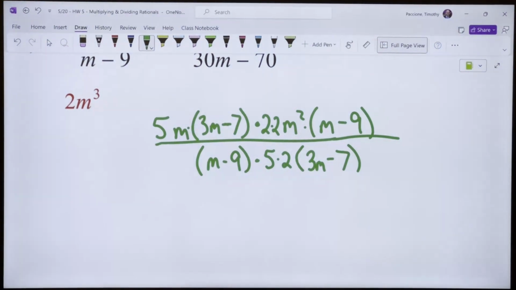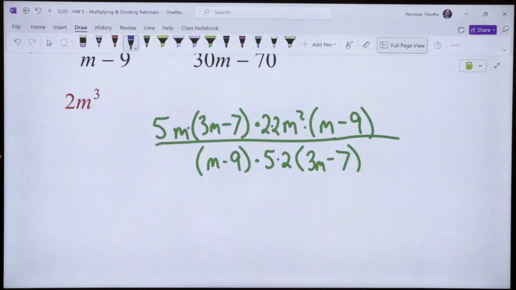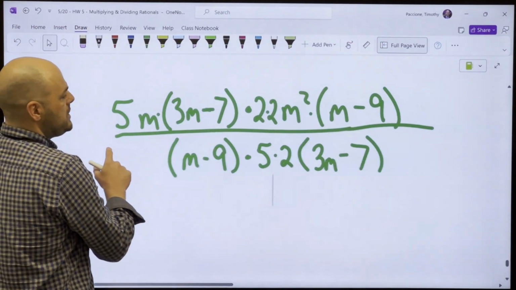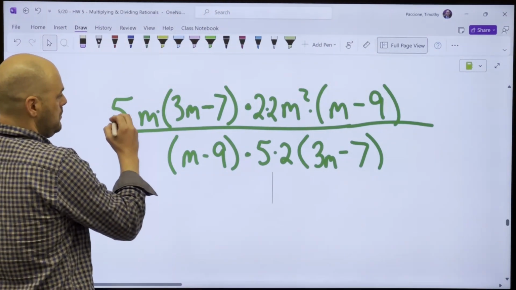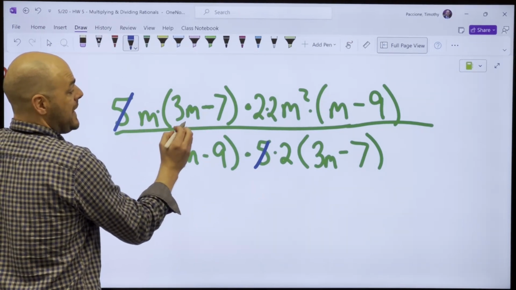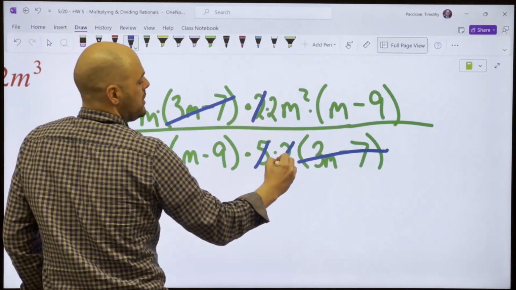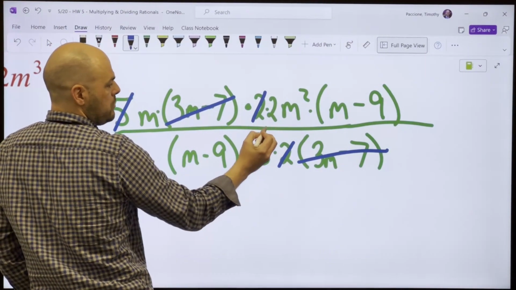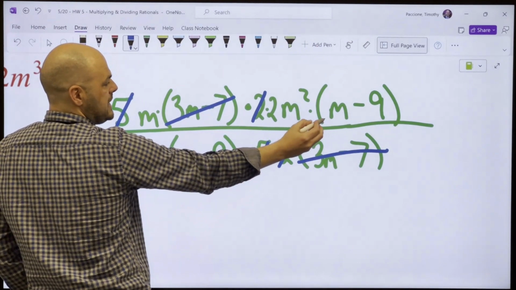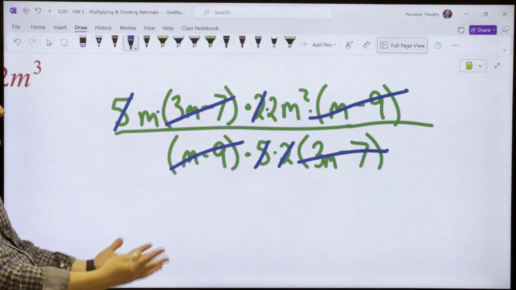Now, why did I do that? Because now I don't have to think what goes into what. I just cancel what I see on the top and the bottom. Okay? Question? I figured it out. Okay. So then I start. 5. Is there any 5 on the bottom? Yes. M. Is there any M on the bottom? No. 3m minus 7. Yeah. 2. Yep, there's 1, 2 on the bottom. Another 2. No. M squared. M minus 9. Yes.